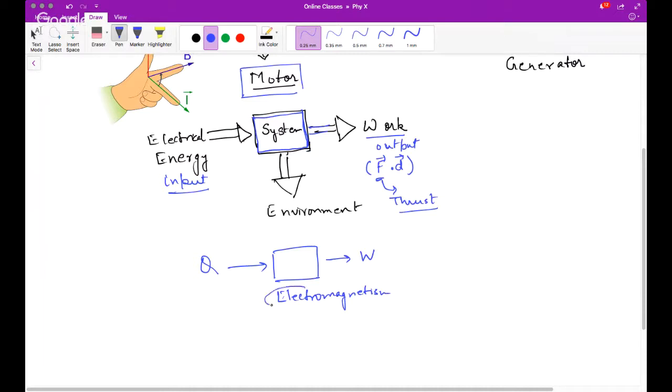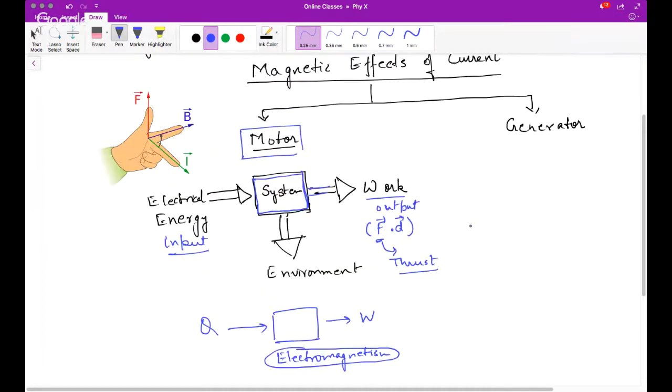So electromagnetism is a beautiful property. If you supply some amount of energy in the form of electrical energy, in this case, you'll get work. And the most beautiful part is this process is reversible. That is, you can get the other way around as well. So let's now talk about the generator.